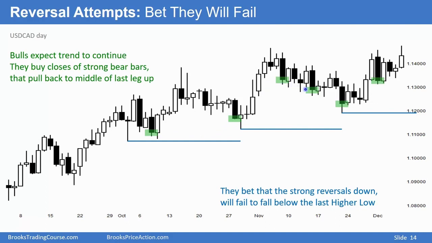Same with here. You could buy that close. You could buy below that bull bar because it's a bad looking sell. You can buy that bear close. Another attempt to reverse. You buy that close.